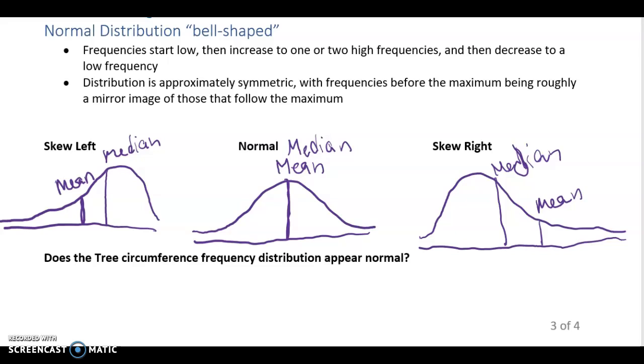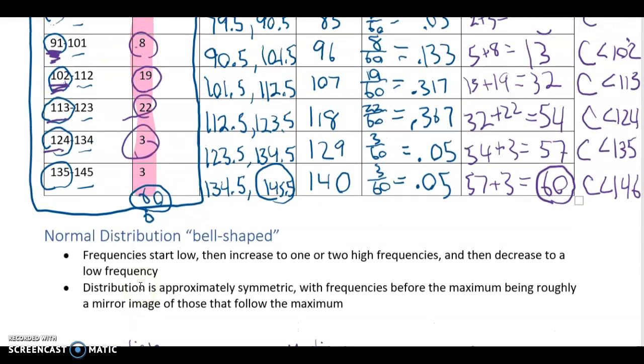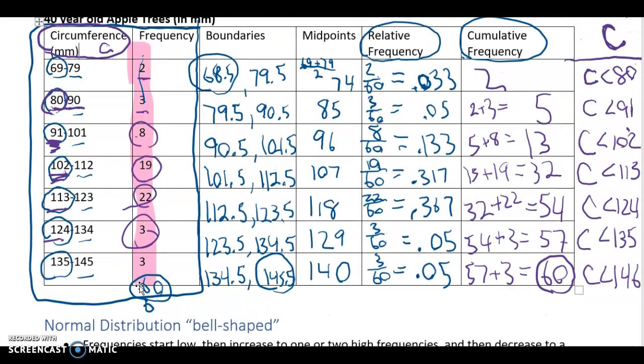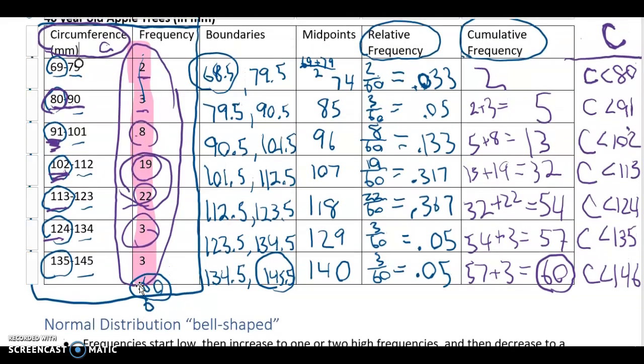So let's take a look at our tree circumference frequency distribution, and we'll see if we think it appears normal. You can see here our frequency distribution. We're going to look at the frequencies that are highlighted in pink, and on either end they're low. But in the middle, they become a little bit higher, and then they taper down again. So this could be relatively normal. You could consider this to be a relatively normal distribution. Is it going to be perfect? No, because real life is usually not perfect.